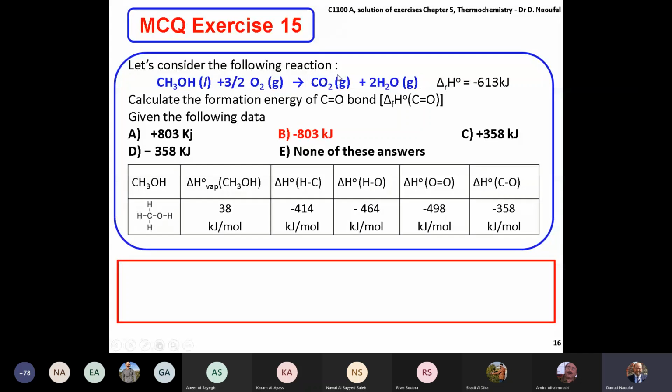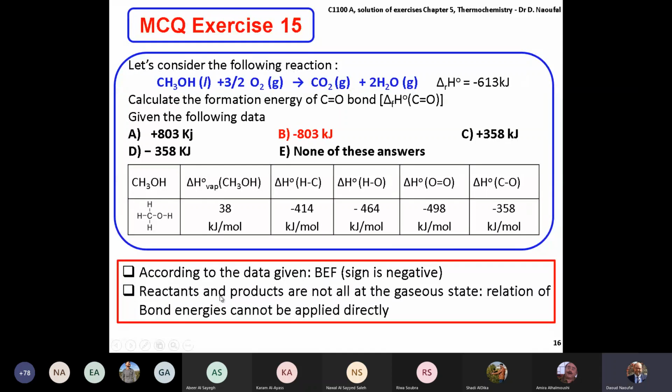But we have a trick in this exercise: the methanol, CH3OH, is at the liquid state, so we could not apply this relation directly. According to the data given, the sign of the bond energies is negative, so this is bond energy of formation. The reactants and the products are not all at the gas state. Methanol is at the liquid state, so the relation of the bond energies difference cannot be applied directly.